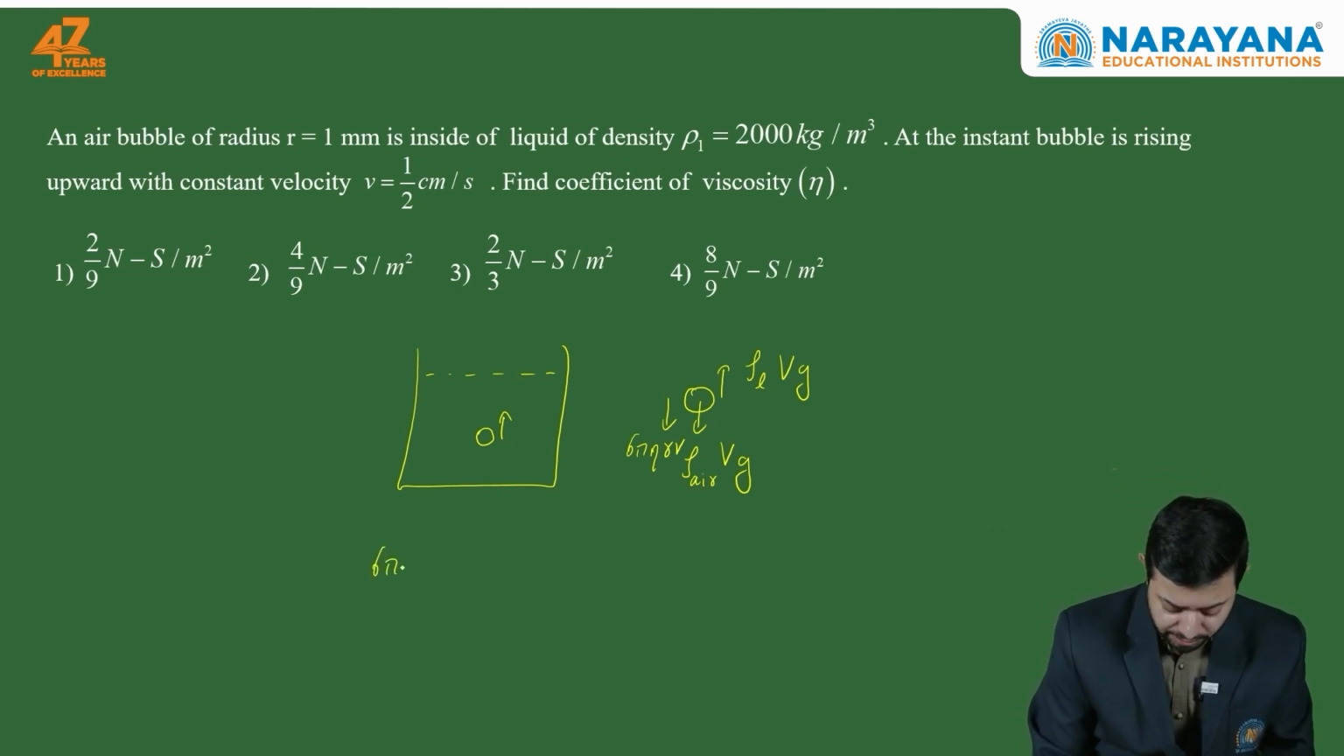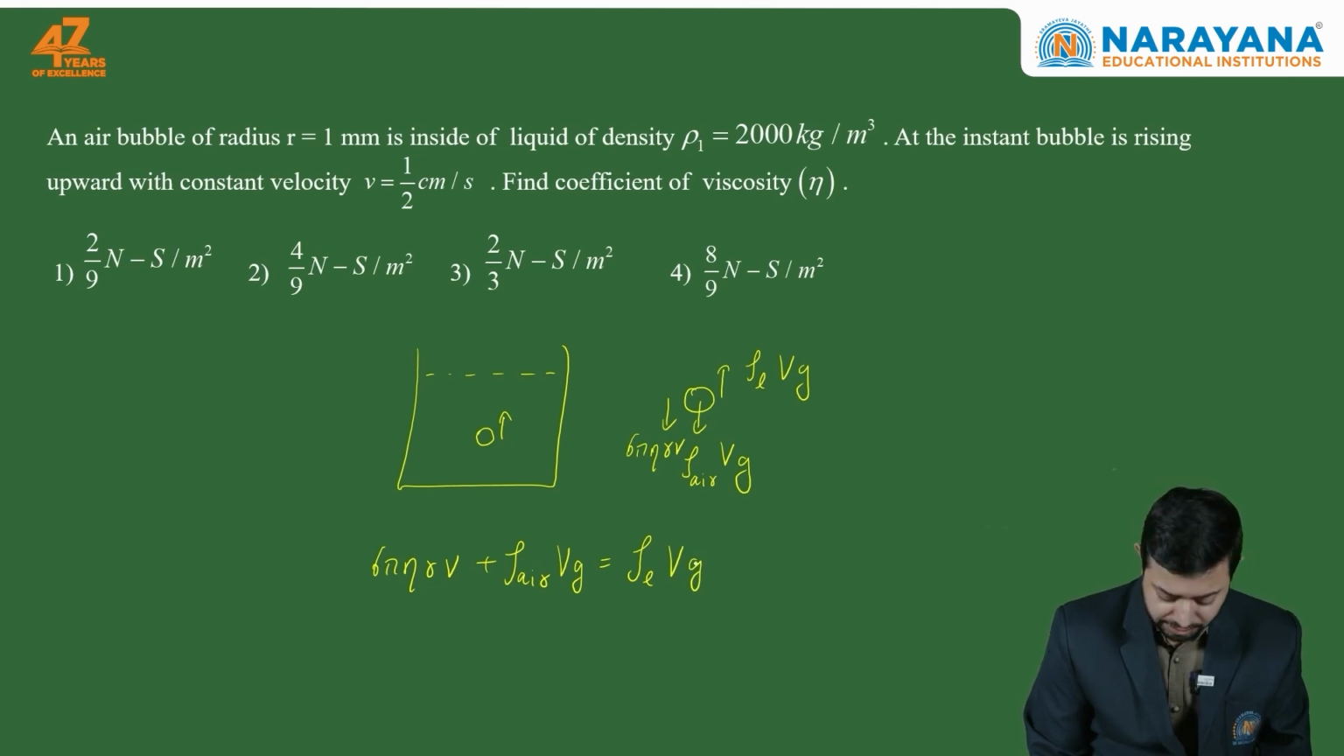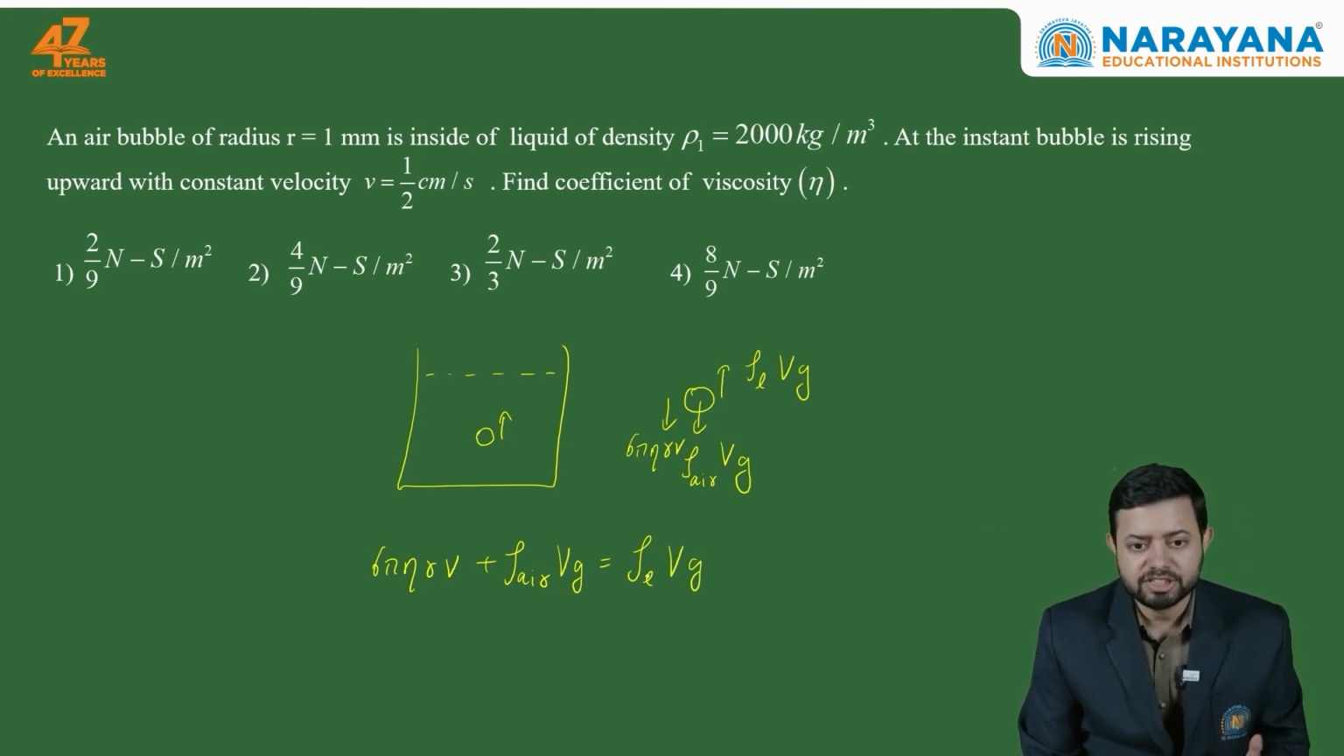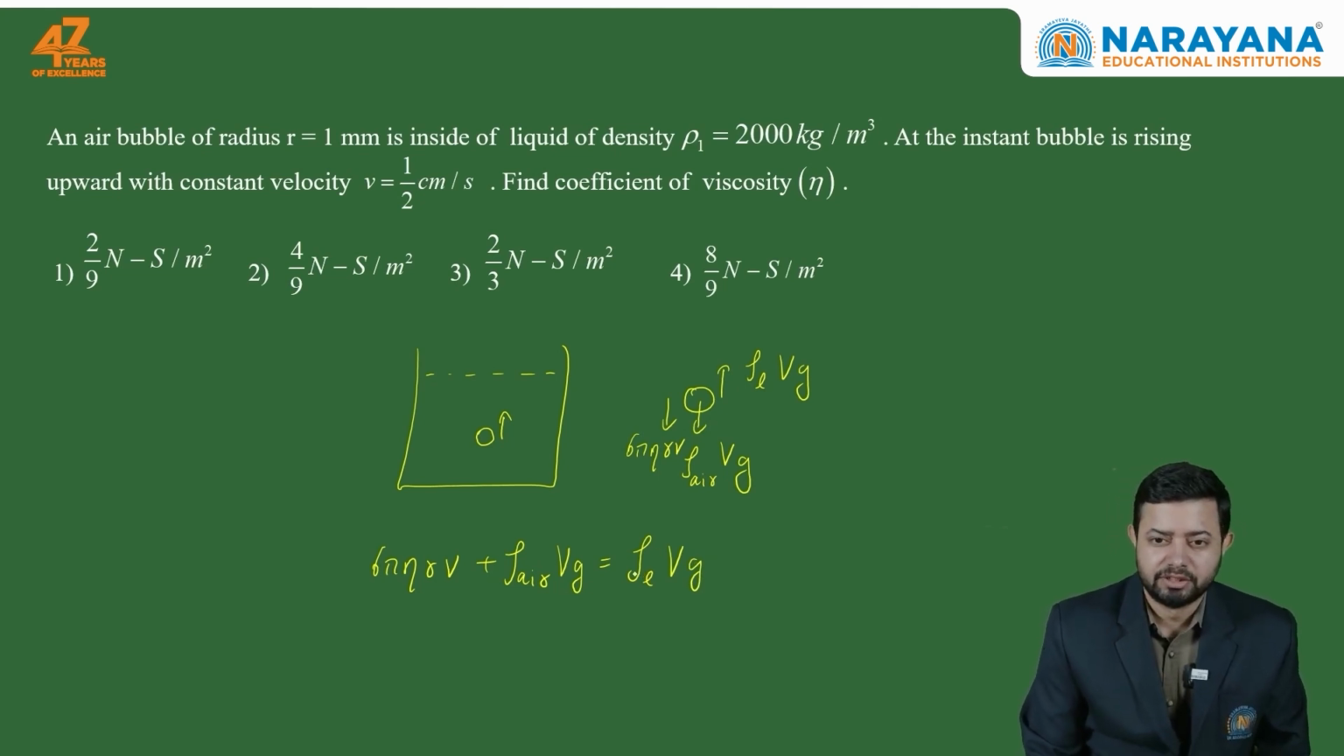So 6 pi eta r v plus rho of air volume g should be equal to rho of liquid volume g, right? So overall, since rho of liquid is very much larger than rho of air, which is around 1 to 2, somewhere around that value, and the rho of the liquid is 2000, just ignore it, no issue in that. Okay, so we'll ignore this weight of the air which is inside the bubble. So we'll just go with this formula now. So velocity can be found from this formula very easily.